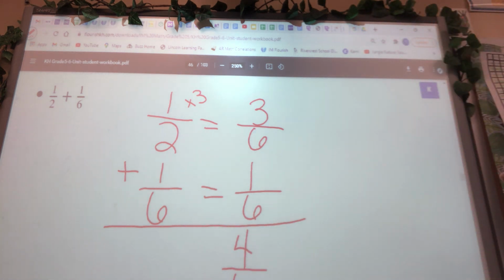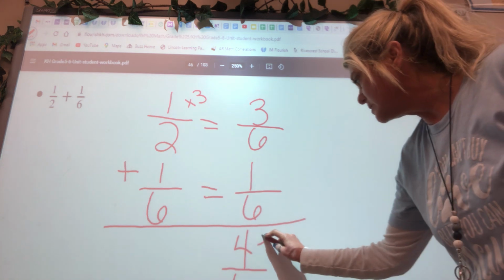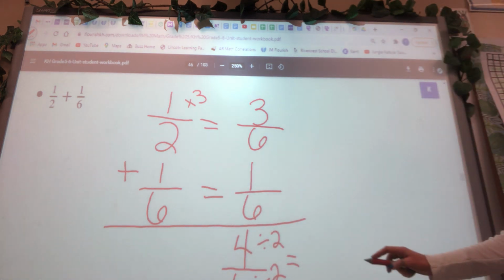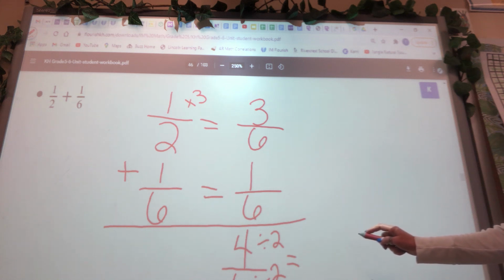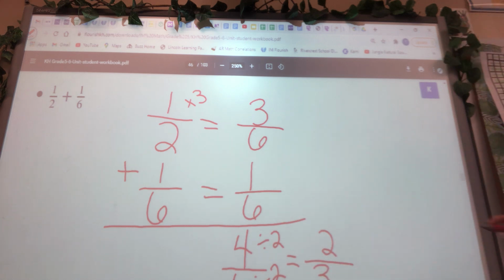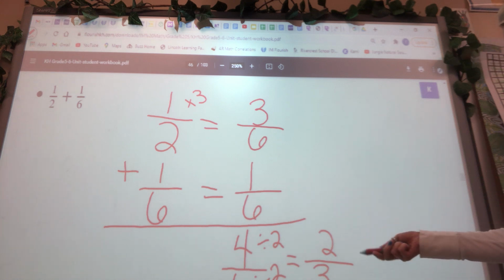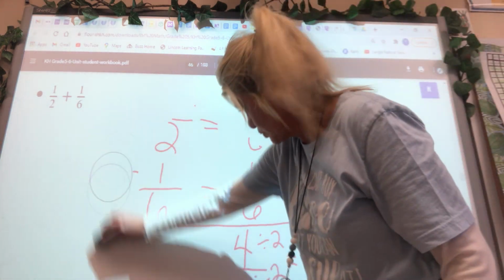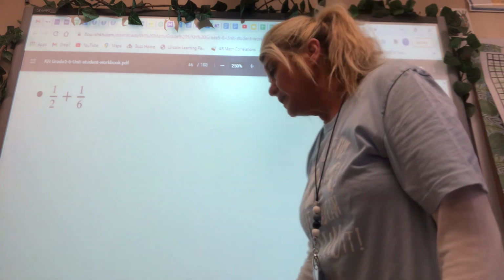Is that one in simplest form? The others have been. Is that one? No. You can divide both of them by 2. They're even, so I know I can divide both of them by 2. 4 divided by 2 is 2. And 6 divided by 2 is 3. Is that in simplest form? Yes, because there's not a number that they will both go into evenly with no remainder. Because 3 is prime. Good. Prime means?